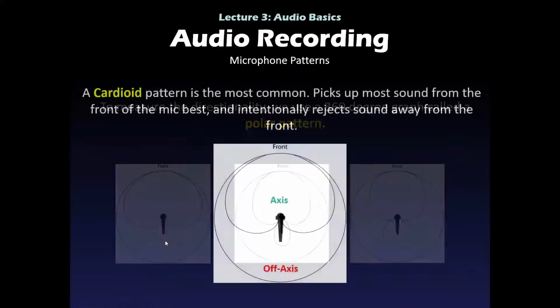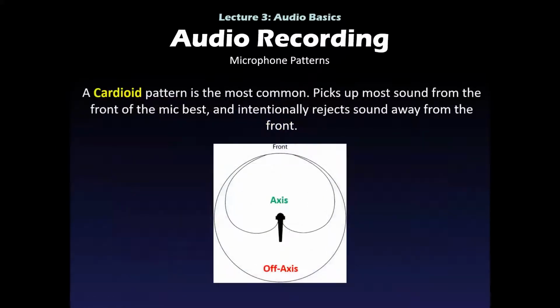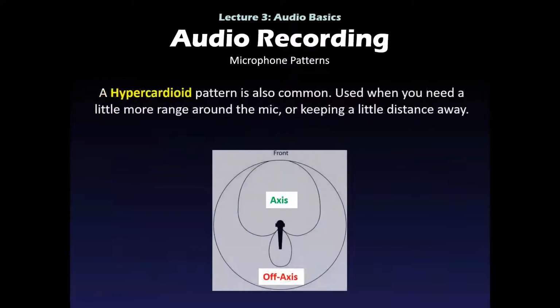And that'd be like a dynamic mic. And it's called a cardioid pattern. Cardioid meaning heart. This is like an upside down heart pattern. It picks up sound from the front of the mic best and intentionally rejects it from away from the front. Another type is called a hypercardioid. This is used when you need a little more range around the mic, right? Keep a little distance away.